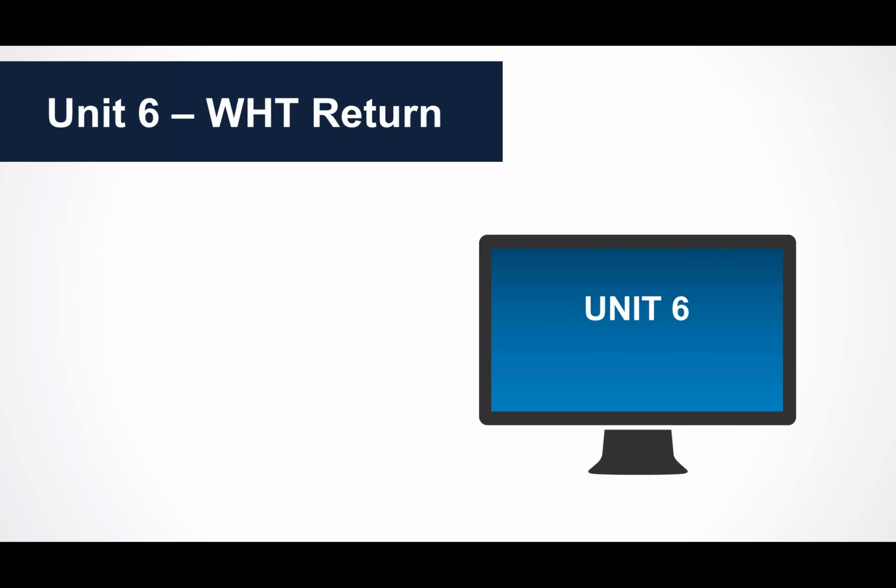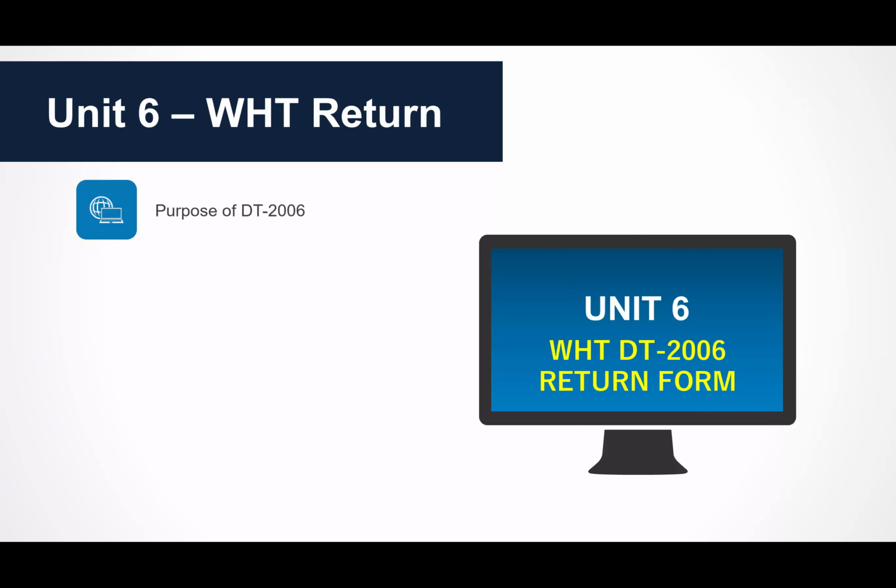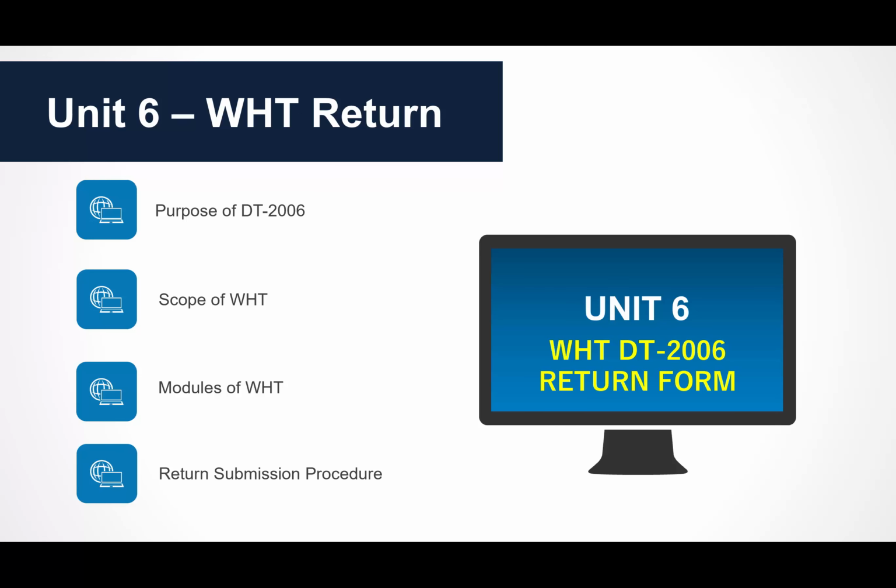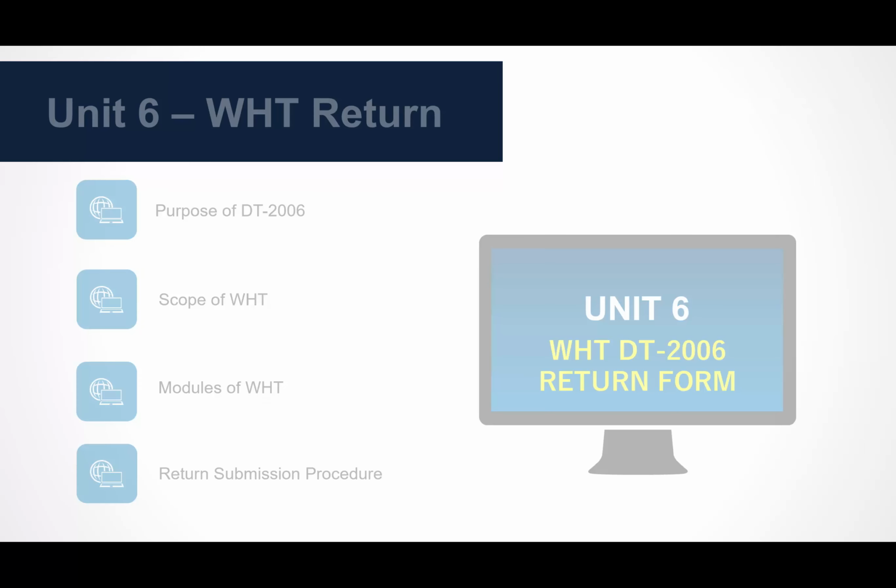Unit number 6 covers WHT, which is withholding tax return, DT 2006 return form. I fully take you through the purpose of the return form, DT 2006 self-assessment form. I take you through the scope of WHT. I take you through the modules of withholding tax. I take you through the return submission procedure.